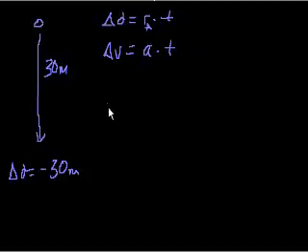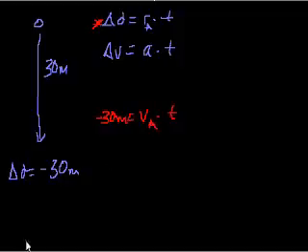So let's plug that in straight. Minus 30 meters is equal to the average velocity times time, right? Well, what's the average velocity? Let's see if we can figure that out. We know the average velocity is just the average of the initial and the final velocity. What's the initial velocity? Well, the initial velocity is 0.